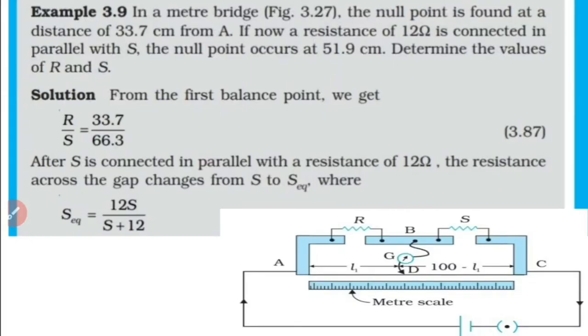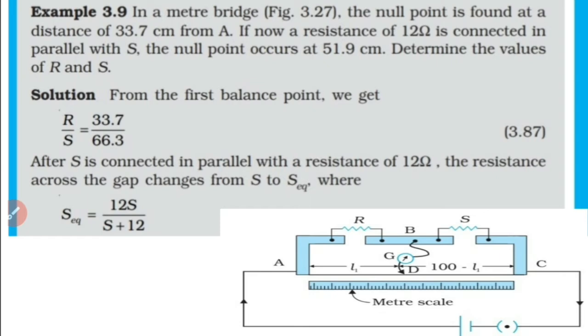Now example 3.9. In a meter bridge, figure 3.27, that figure is shown here. The null point is found at a distance of 33.7 centimeter from A. If now a resistance of 12 ohm is connected in parallel with S, the null point occurs at 51.9 centimeter. Determine the values of R and S.